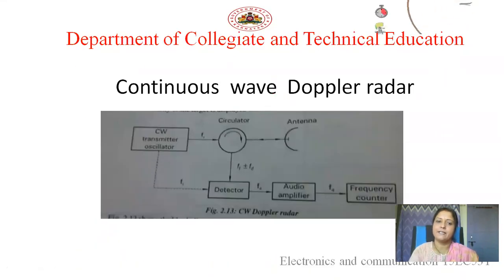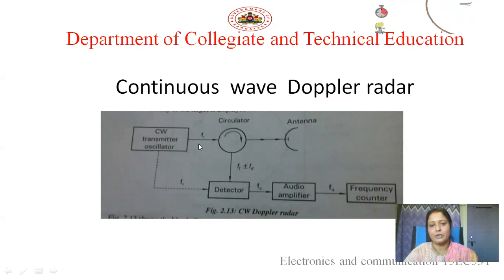Okay, now let us study the block diagram of the continuous wave Doppler radar. This is the block diagram here. If you observe the blocks, the first block is the continuous wave transmitter oscillator, which is generating the continuous wave signals of frequency ft. Now this is the antenna section. This is the receiver section here. First stage is the detector stage. Second is the audio amplifier, and this is the frequency counter here.